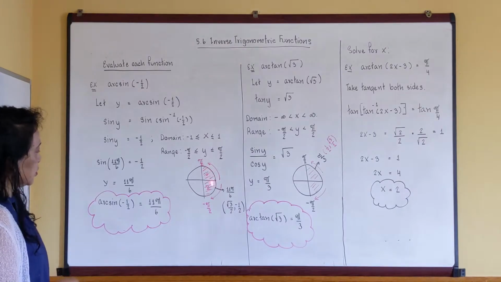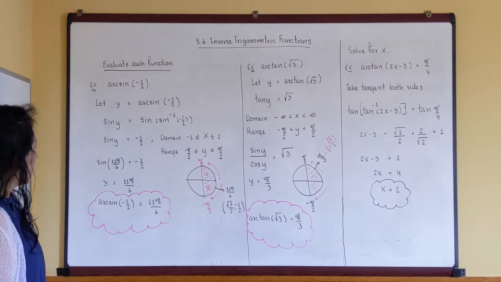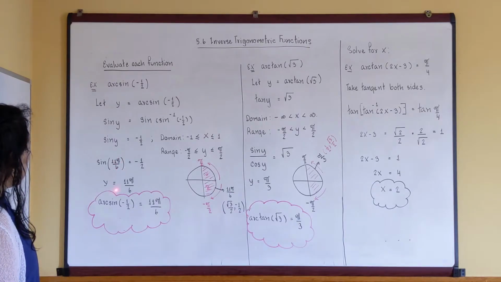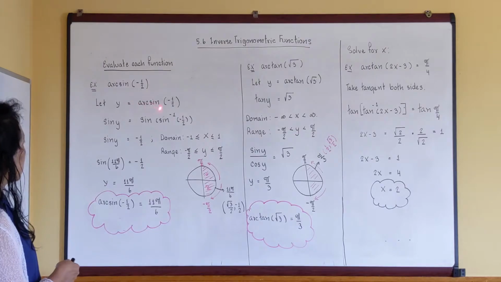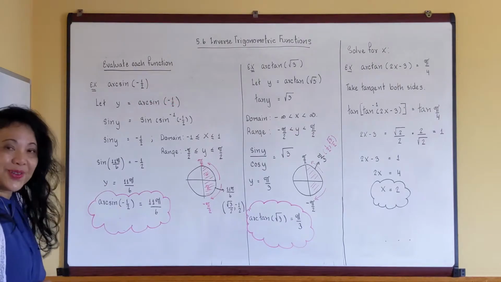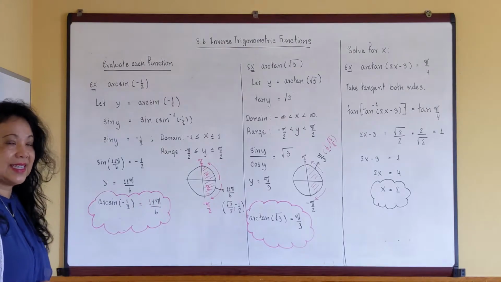Since it's just these two quadrants, you will see that sine of 11 pi over 6 is negative 1/2. So your y would equal 11 pi over 6, but your y is arcsine of negative 1/2. So arcsine of negative 1/2 is 11 pi over 6.